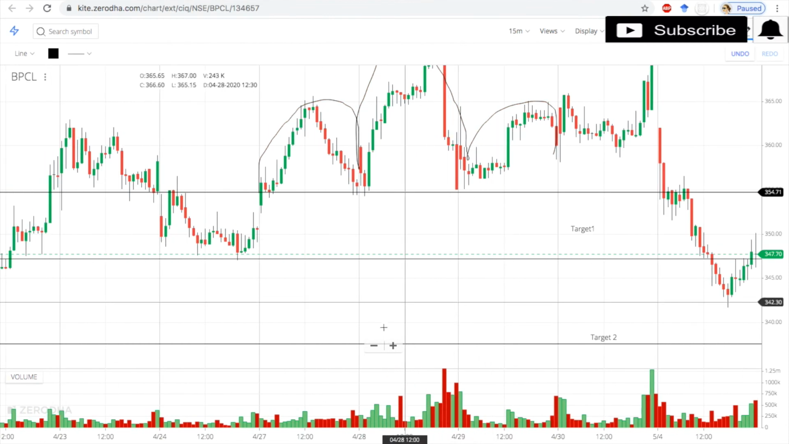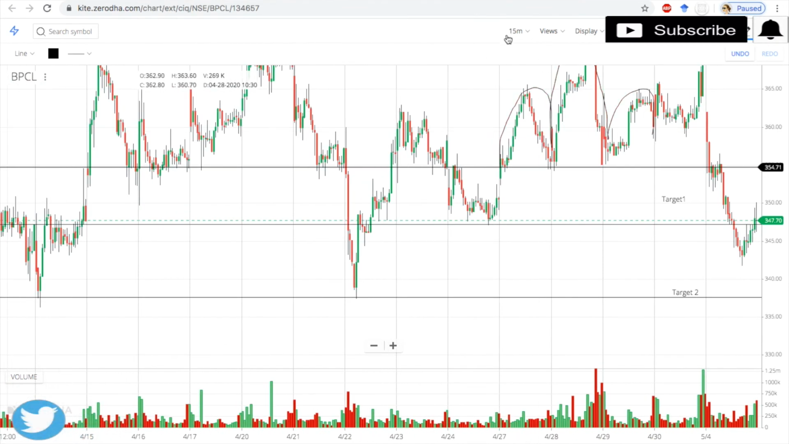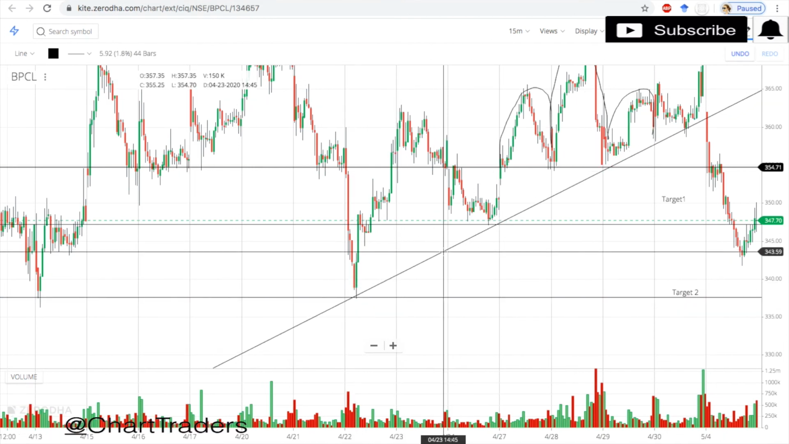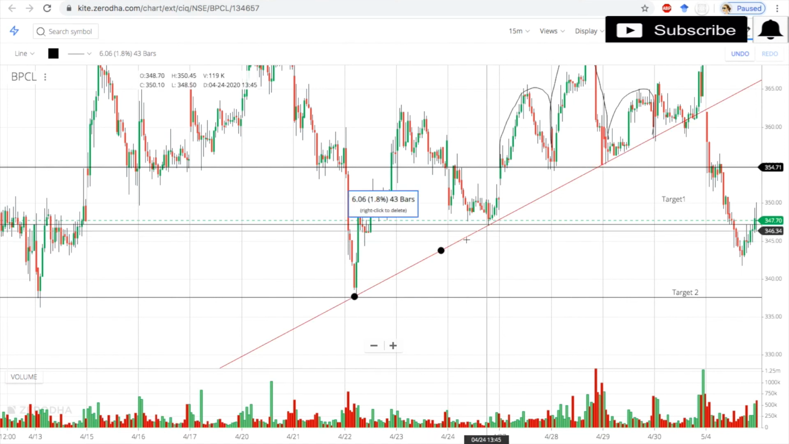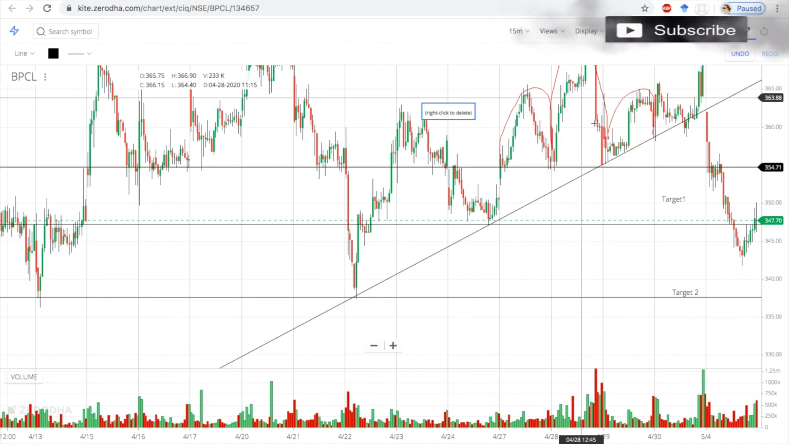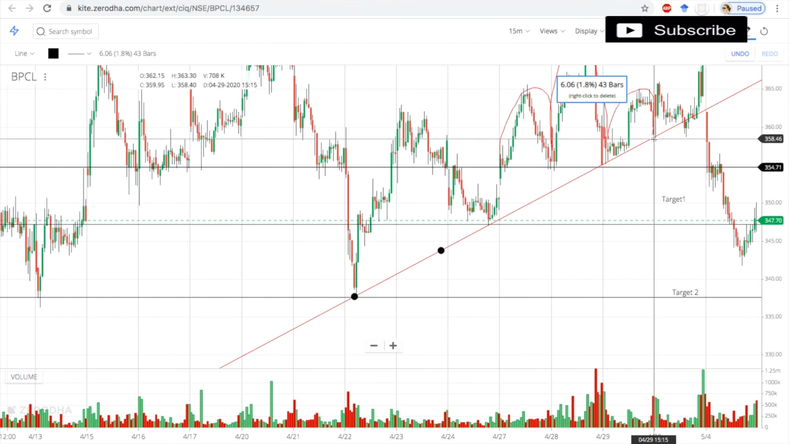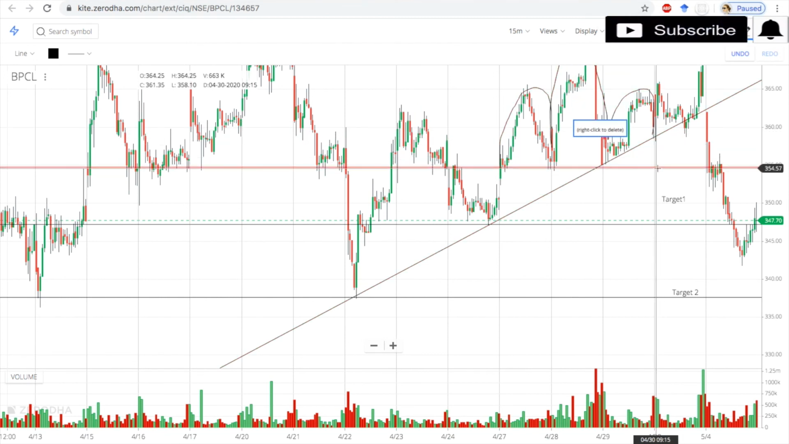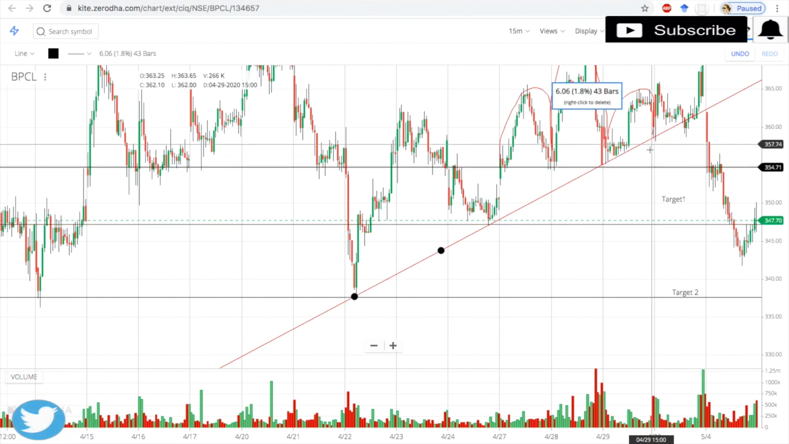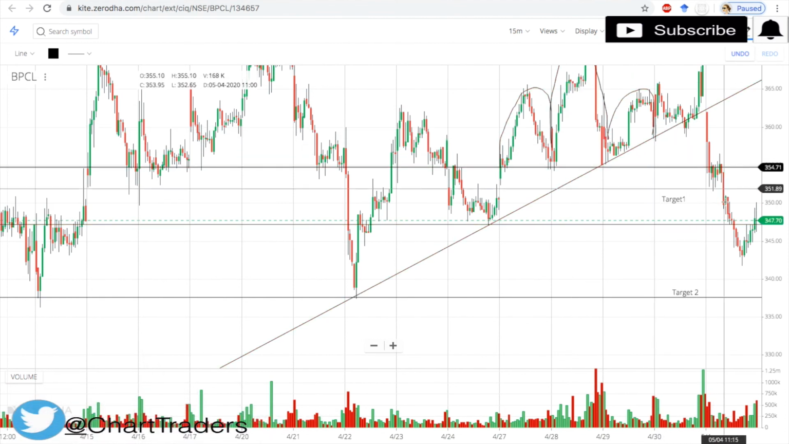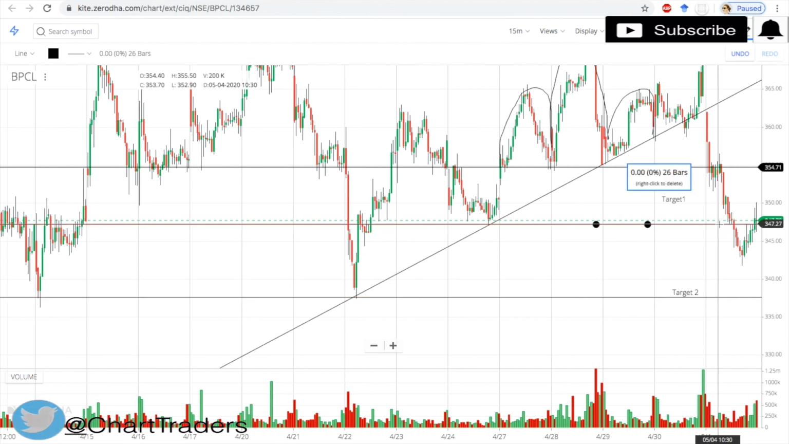But in this chart, BPCL on a 15-minute timeframe, the breakout won't happen below this line, because you can see that we have a trend line, and it is taking support first, then second and third. If it breaks down and closes below this point, then my target 1 appears. There was a failure at that point, but after some time it broke down and came to target 1.